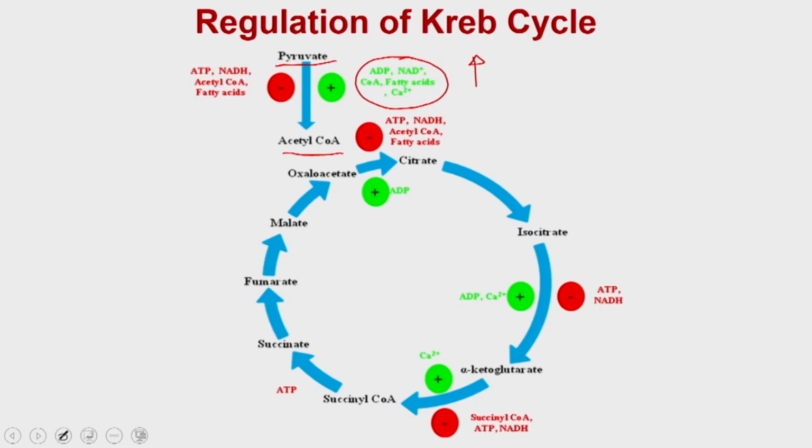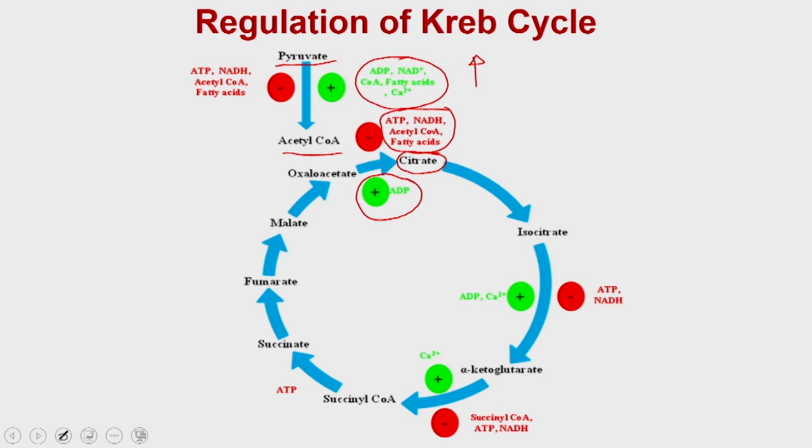Then the acetyl CoA will combine with the oxaloacetate to form the citrate. At this step also, ADP, which signifies the loss of ATP or a low level of ATP in the cell, is going to activate these reactions. Whereas if you have a large quantity of ATP, NADH, acetyl CoA or fatty acid, that is going to inhibit these reactions.